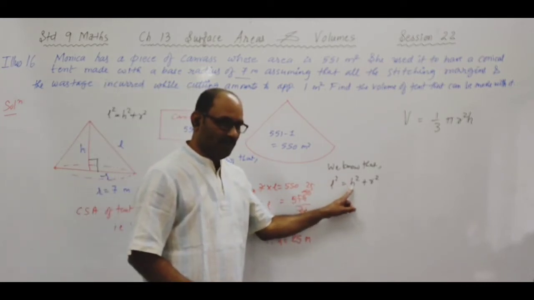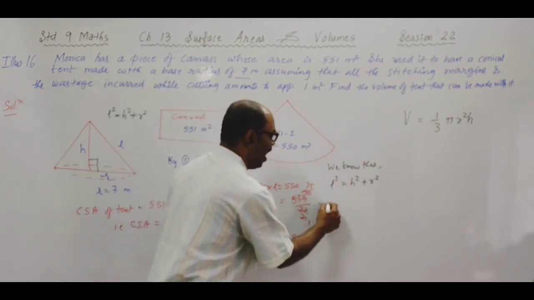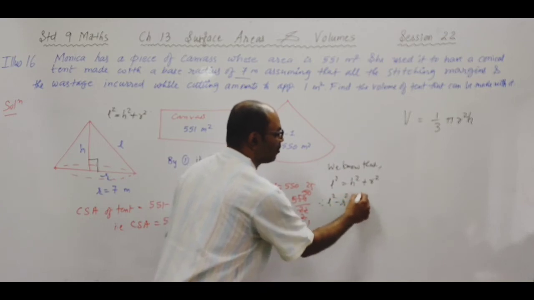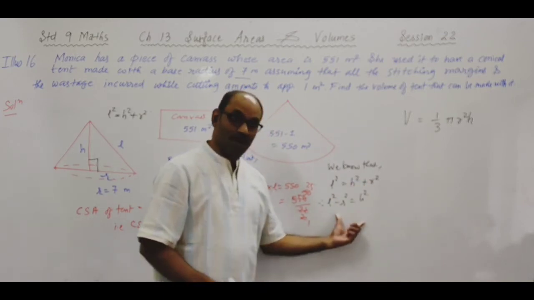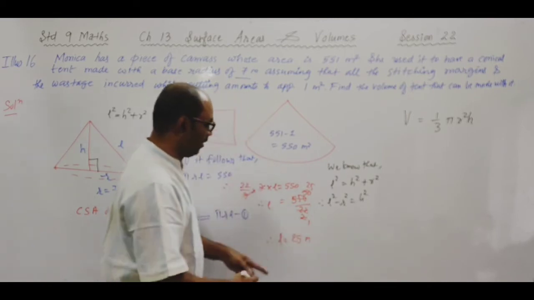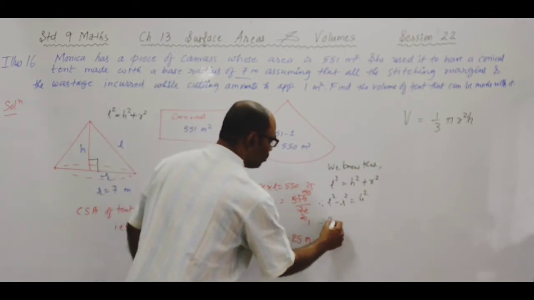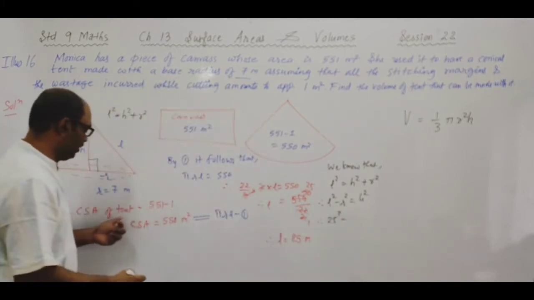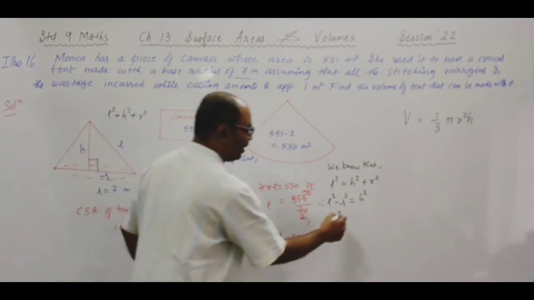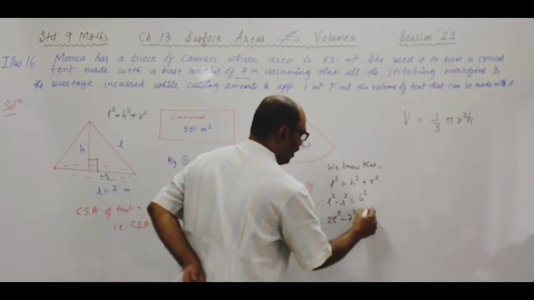H, वो सब्जेक्ट तो फॉर्मूला नहीं है. So we'll use that. क्या? L square minus R square is equal to H square, वो ट्रिक यूज करने वाले हैं. Now I'm putting the value. L is 25, so 25 square, R is 7, so 7 square is equal to H square.